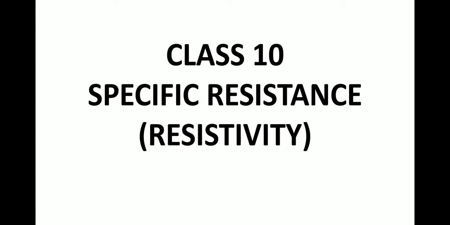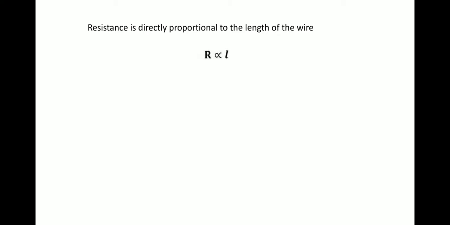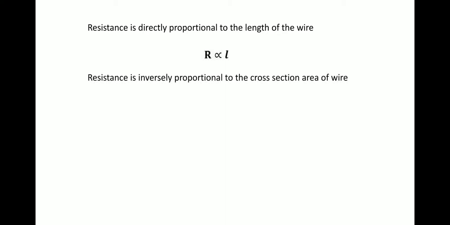Hello class 10. In today's video we are going to learn about specific resistance, also known as resistivity. In the previous class we have learned that resistance is directly proportional to the length of the wire, which means that R is proportional to L, where R represents resistance and L represents the length of the wire. Secondly, we also learned that resistance is inversely proportional to the cross-section area of the wire.